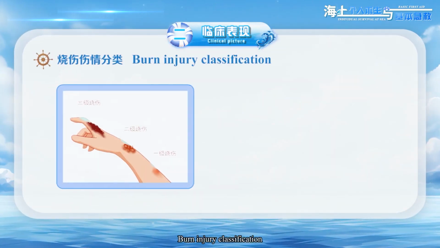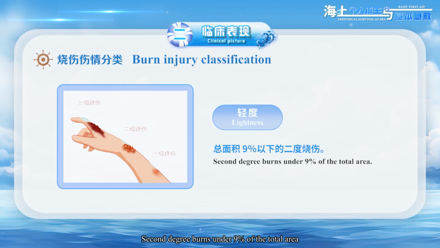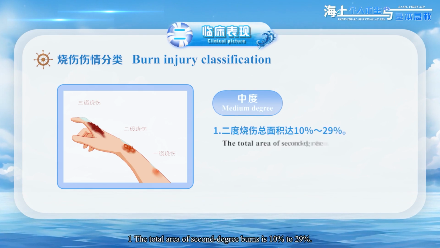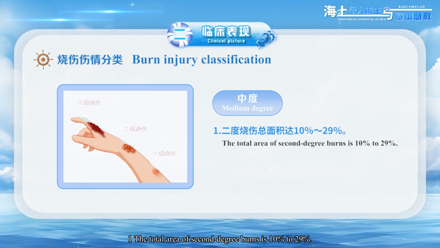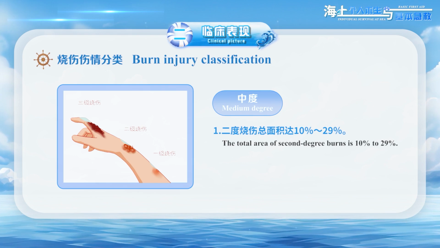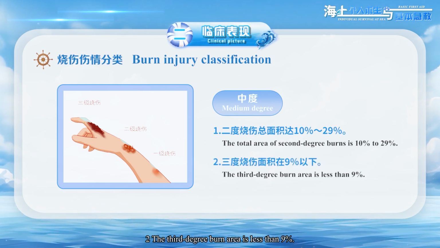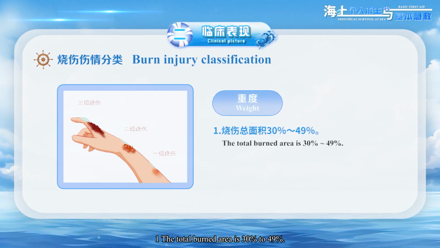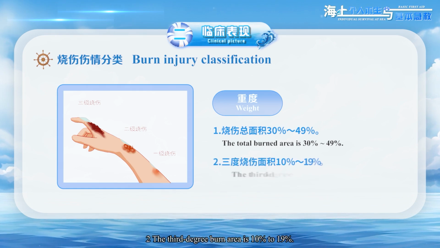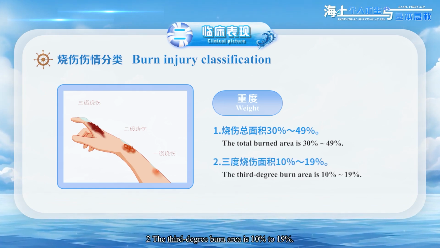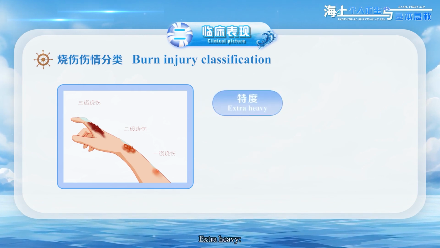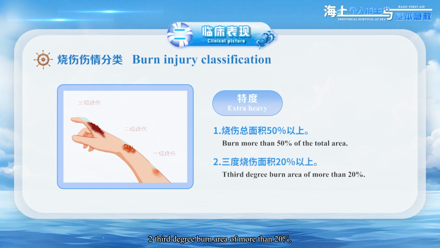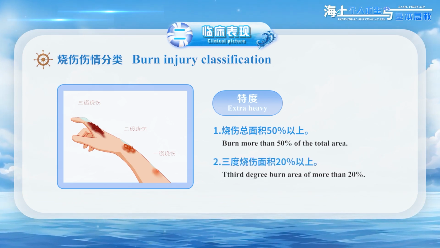Burn injury classification. Mild: second degree burns under 9% of the total area. Moderate: 1. The total area of second degree burns is 10% to 29%. 2. The third degree burn area is less than 9%. Severe: 1. The total burned area is 30% to 49%. 2. The third degree burn area is 10% to 19%. Extremely severe: 1. Burns of more than 50% of the total area. 2. Third degree burn area of more than 20%.